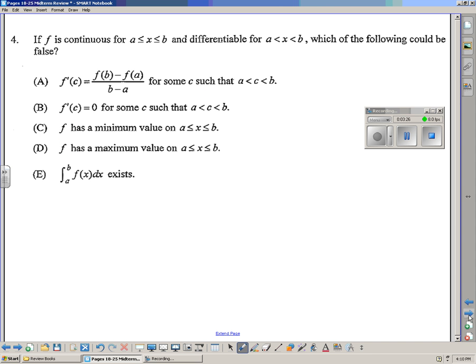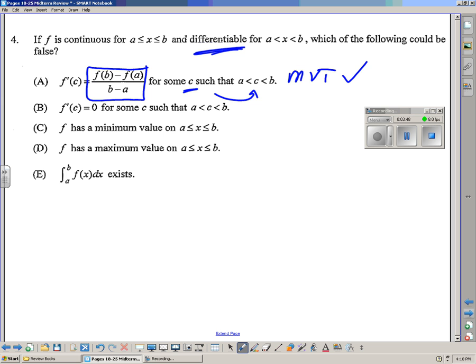Number 4, f is continuous on the closed interval and differentiable on the open interval. Which of the following could be false? Well, if we take a look, f prime of c being equal to the slope between the endpoints, this is the mean value theorem. If we have differentiability, the mean value theorem applies as long as c is strictly between a and b, so that's good.